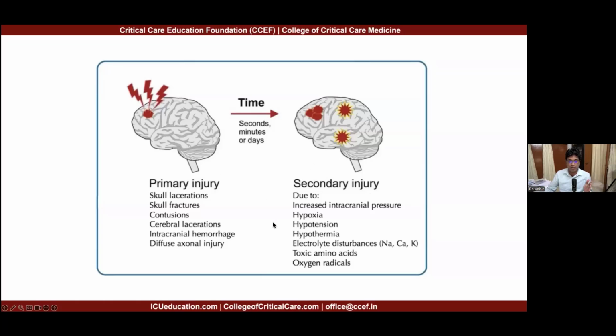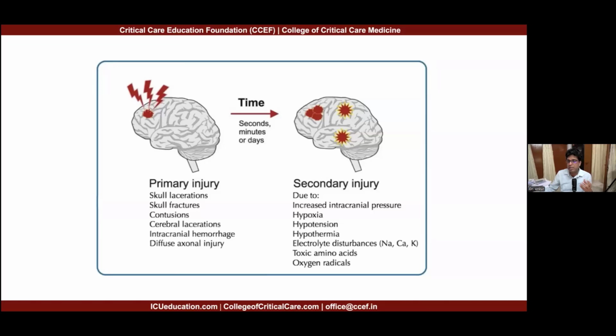But what you can do is prevent all the components of the secondary injury, which will lead to a poor outcome, and make a difference in the patient's functional outcome. These can be raised intracranial pressure, hypoxia, hypotension, hypothermia, electrolyte disturbances. Basically, you are optimizing the physiology, specifically of the brain, for that particular patient. That is more important. So the whole purpose of this session is to optimize and minimize the secondary brain injuries per se.